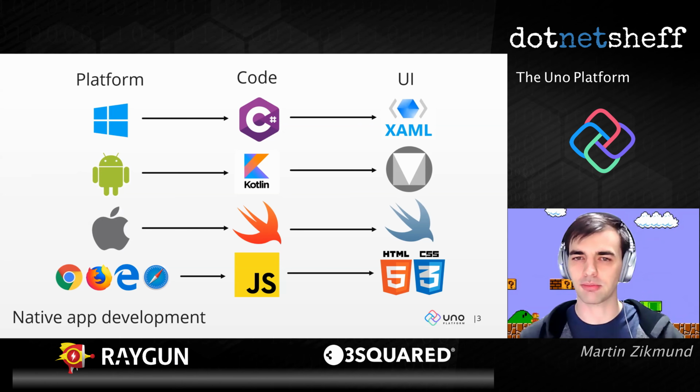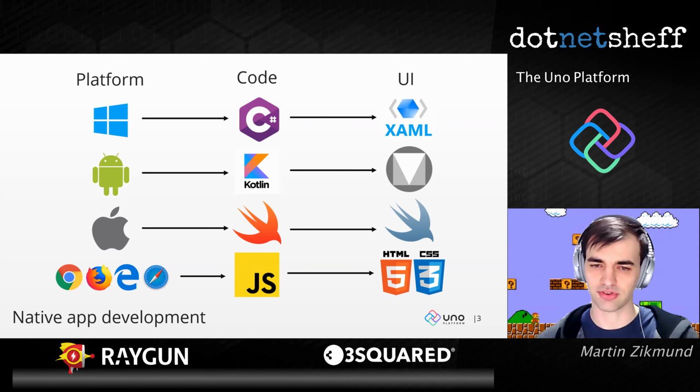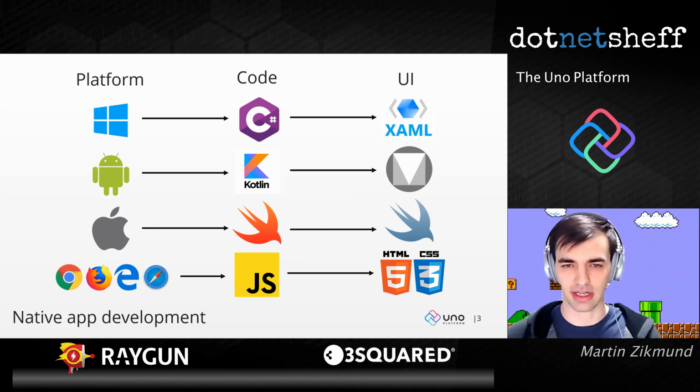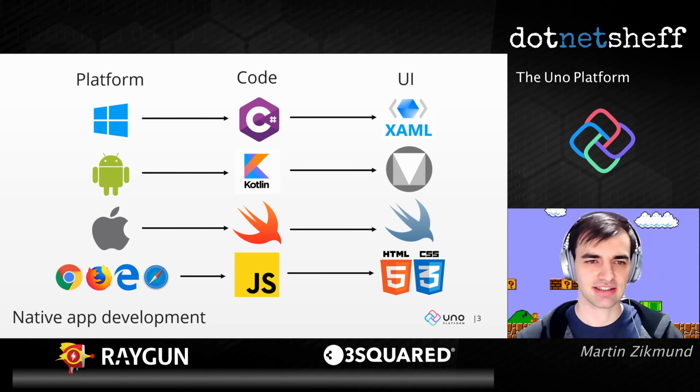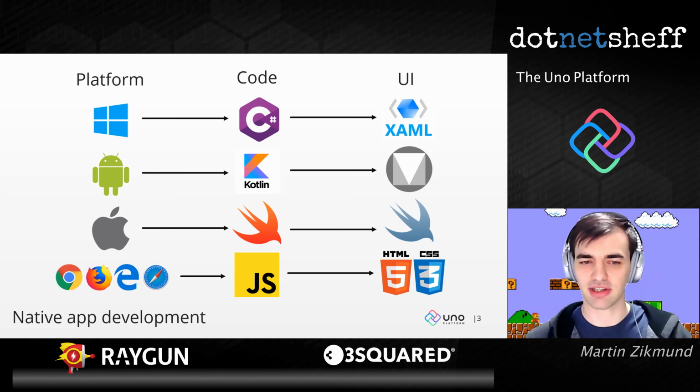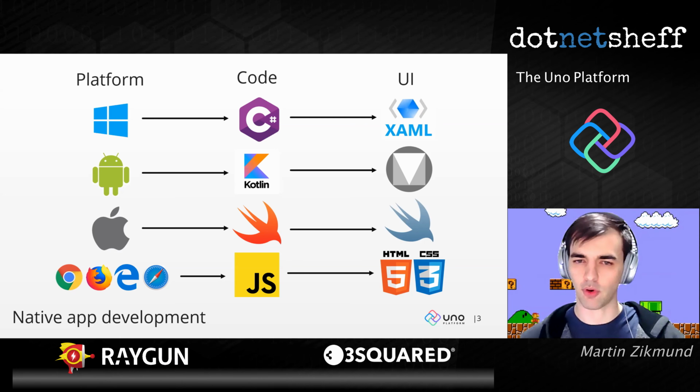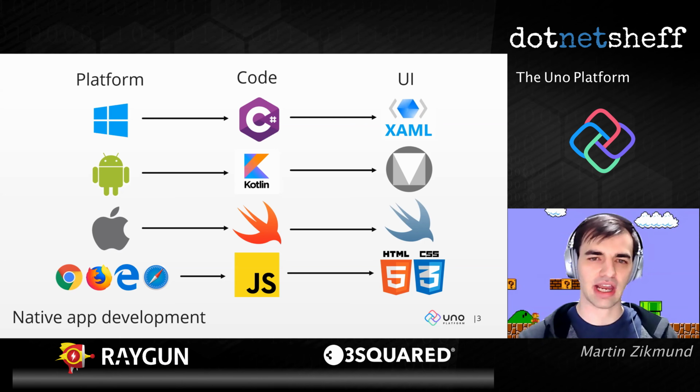So on Windows, you would use C# and XAML. On Android, Kotlin and XML. On iOS, you would use Swift and SwiftUI. And on the web, you would use JavaScript, HTML and CSS. So that's certainly possible, and some are doing it, but it's quite complex, because if you want to build the app, you have to build it basically 4 times, and it's the same thing over and over again.